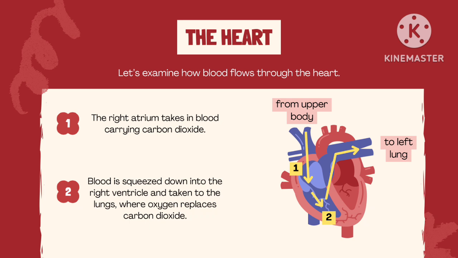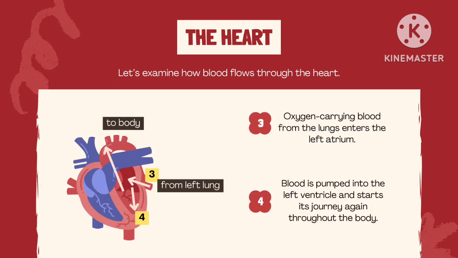The first point is the right atrium takes in blood carrying carbon dioxide, and the second point is blood is squeezed down into the right ventricle and taken to the lungs where the oxygen replaces the carbon dioxide. The third point is the oxygen carrying blood from the lungs enters the left atrium. Then blood is pumped into the left ventricle and starts its journey again throughout the body.